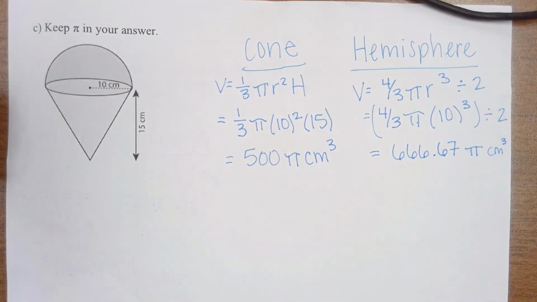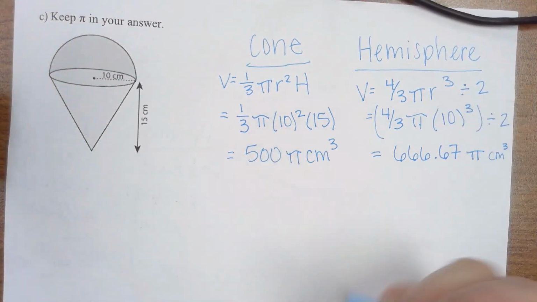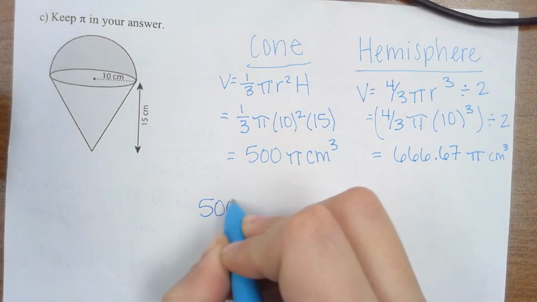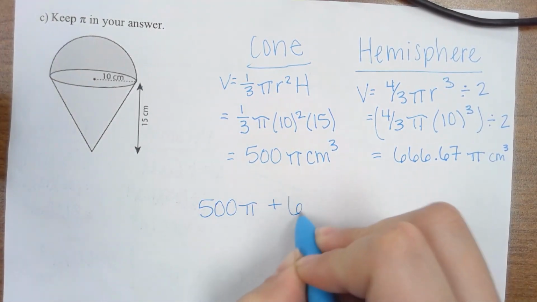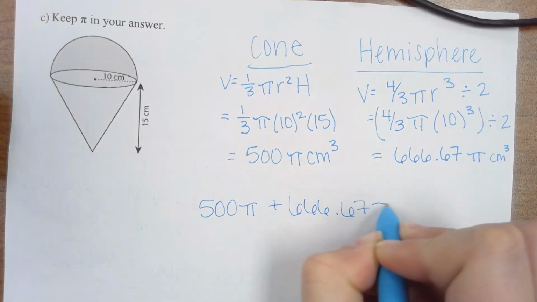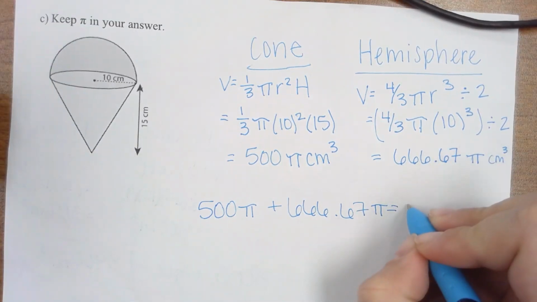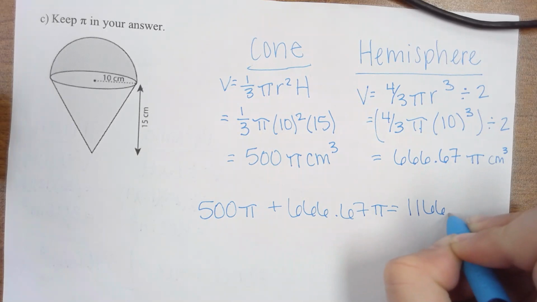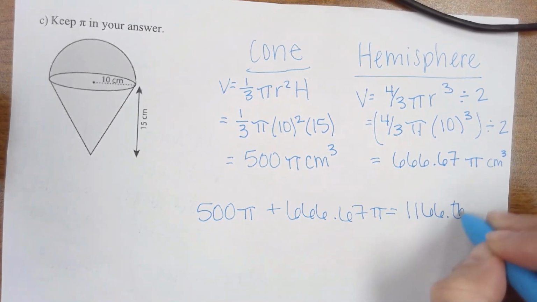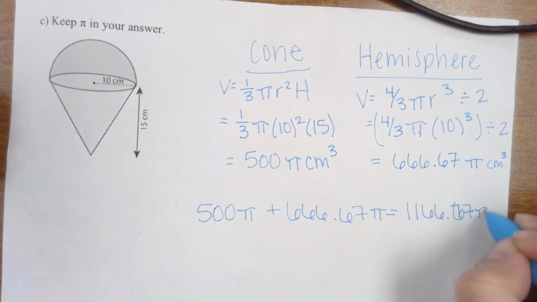All right, so once we get our two volumes, our last step is to add them together. So 500 pi plus 666.67 pi will give us a grand total of 1,166.67 pi cubic centimeters.